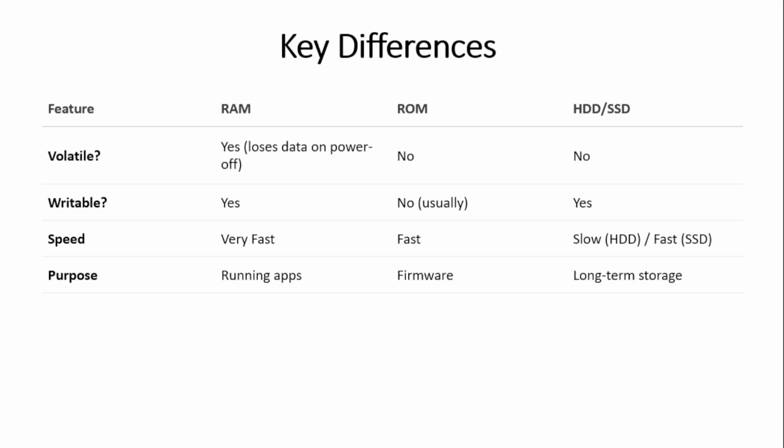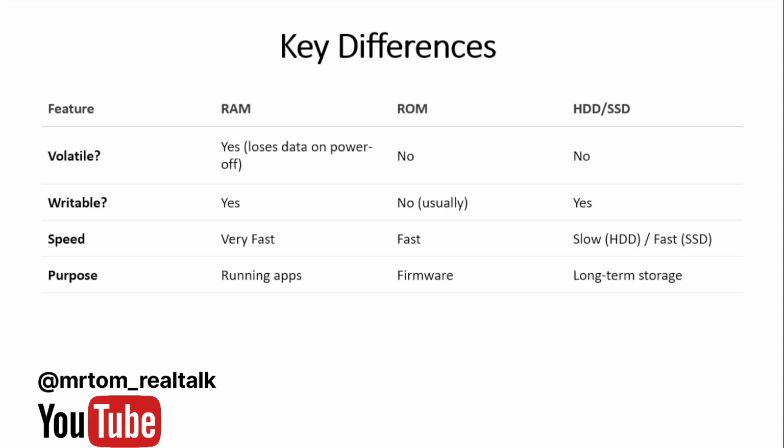When you switch off your phone or your computer, the HDD and SSD do not lose their data. HDD and SSD are used in your computer as external drives or drives. Hard drives in your computer, they are used in the computer. The ROM too does not lose its data on power off.